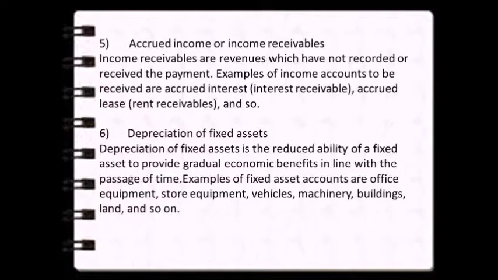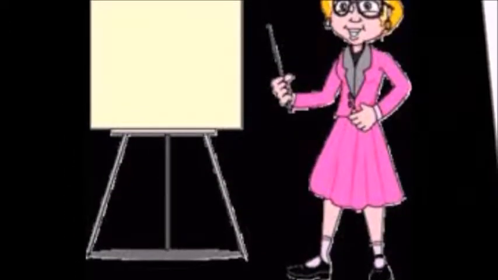Number 6, depreciation of fixed assets. Depreciation of fixed asset is the reduced ability of a fixed asset to provide gradual economic benefits in line with the passage of time. Examples of fixed asset accounts are office equipment, store equipment, vehicles, machinery, buildings, land, and so on. That's why an adjusting journal should be made, so that at the end of the book closing period, all accounts show actual value. Let's move to the next.